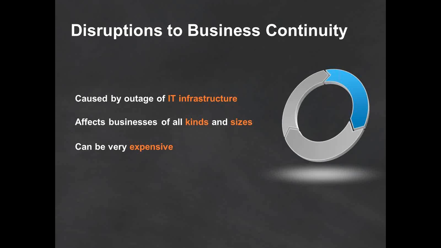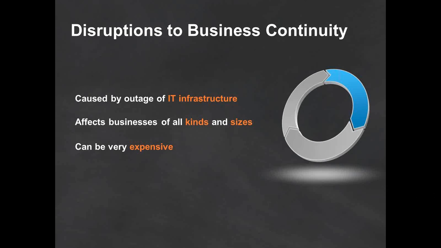I'll start by talking about why DR, and why it is important. I'm pretty sure most of you who work on any kind of enterprise systems or web applications, any kind of business that depends on IT to run its business, have come across an outage of IT infrastructure. When there is an outage of IT infrastructure, it affects the business, and it affects businesses of all kinds and sizes. And it's always quite expensive. How costly this outage is depends on what kind of business it is.